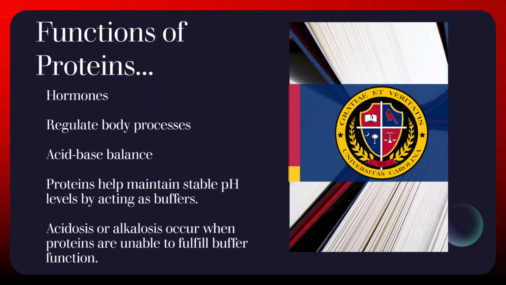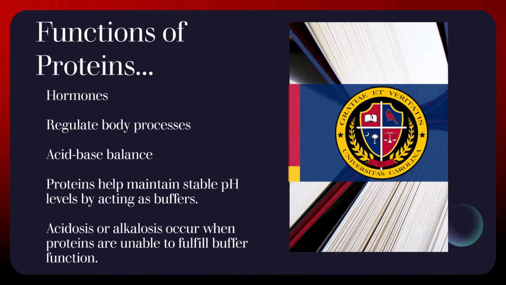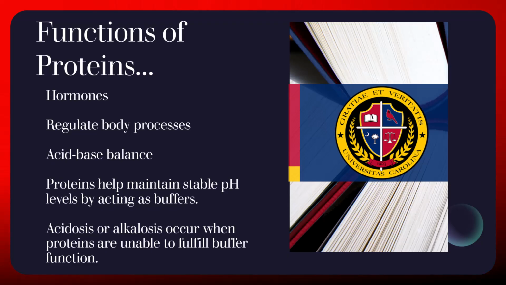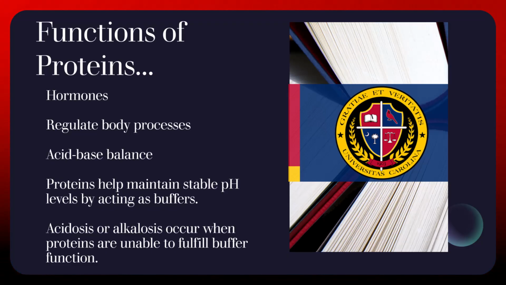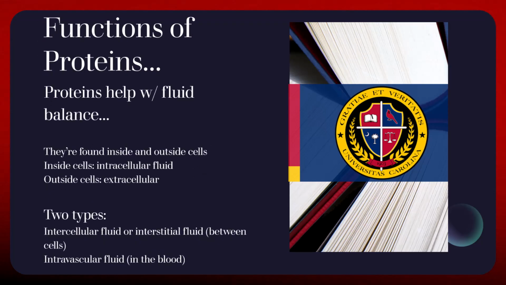Other functions of proteins: hormones, regulation of body processes, acid-base balance. Proteins help to maintain a stable pH by acting as buffers. This is very important. Acidosis and alkalosis occur when proteins are unable to fulfill their buffer function. Those can be very dangerous states for the human body. The proteins act as channels and pumps, allowing substances to flow through membranes, and they function as carriers, transporting important substances in the bloodstream.